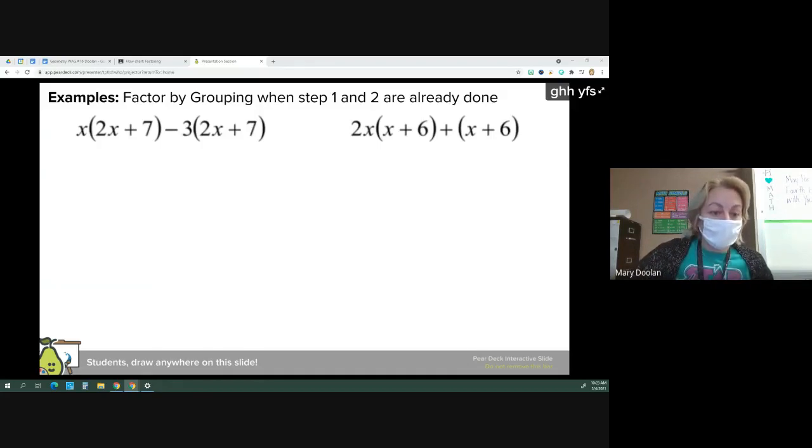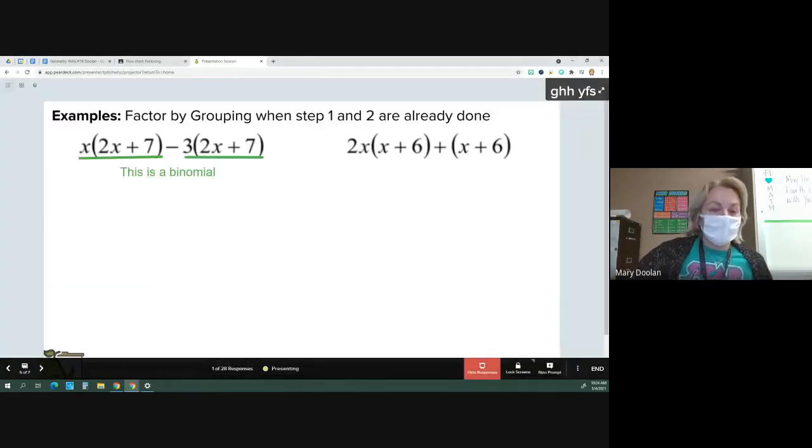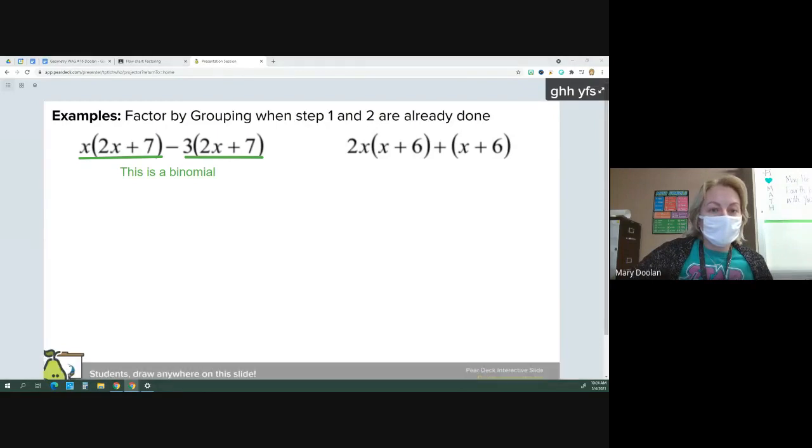And so we're looking for common factors. We're looking for a GCF, and that's what I'm trying to figure out. Is there a GCF? I can use the highlighter to go through and see that in this first example, 2x plus 7, that whole binomial shows up here as a factor. It also shows up here. So that is my GCF in this case: (2x plus 7).